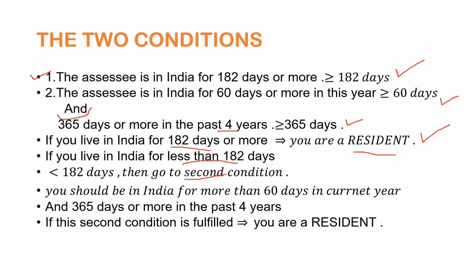If your first condition is fulfilled, please don't go to the second condition. First condition fulfilled, automatically you become resident. Okay, done. But if your first condition is not fulfilled, then please come to the second condition. You have to be in India for more than 60 days in the relevant previous year, and 365 days or more in the last 4 years. If you fulfill this second condition, then you become a resident.